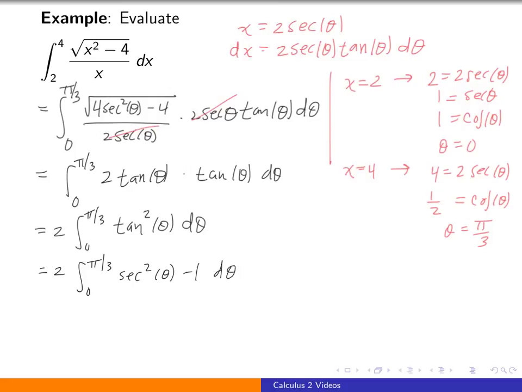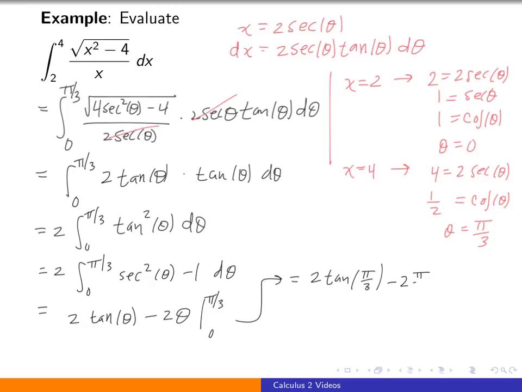minus 1. And now that we've rewritten in terms of secant squared, this is an antiderivative we can evaluate just term by term. The antiderivative of secant squared is tangent of theta, and the antiderivative of 1 is just theta. And I've gone ahead and distributed through the 2. And now, using the fundamental theorem of calculus, we plug in pi over 3. So we're going to have 2 tangent pi over 3 minus 2 pi over 3.